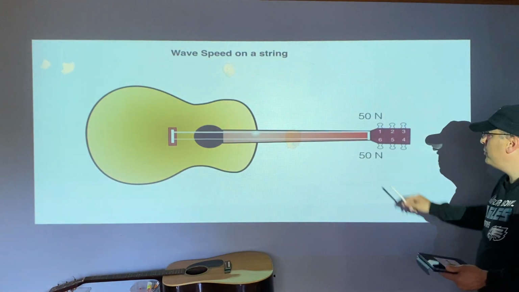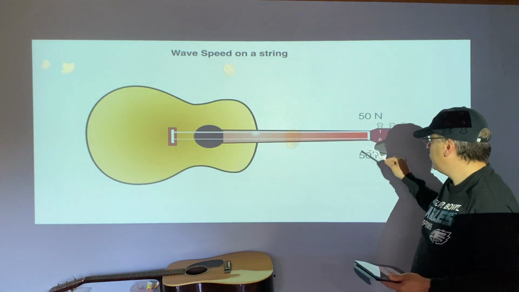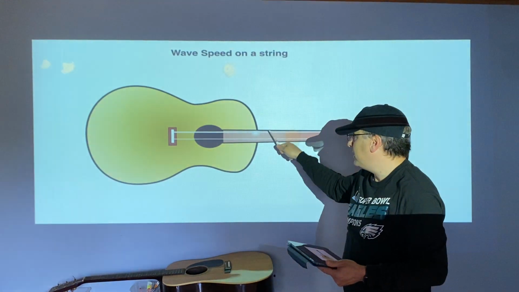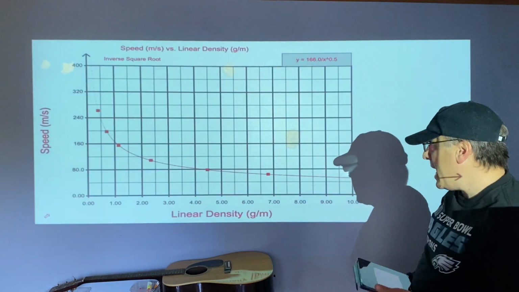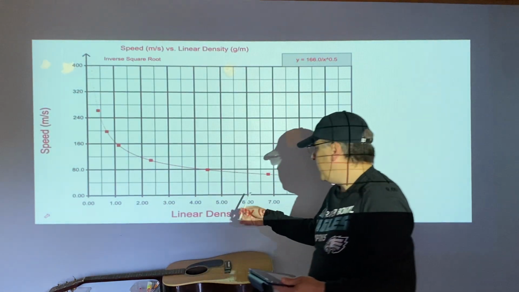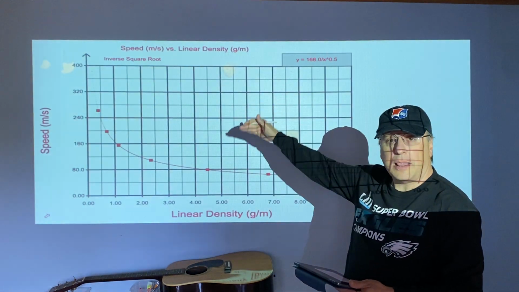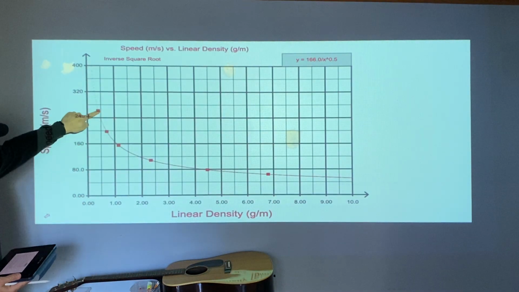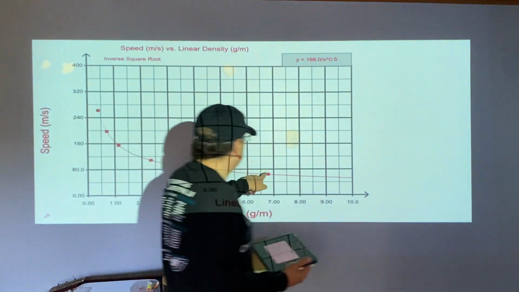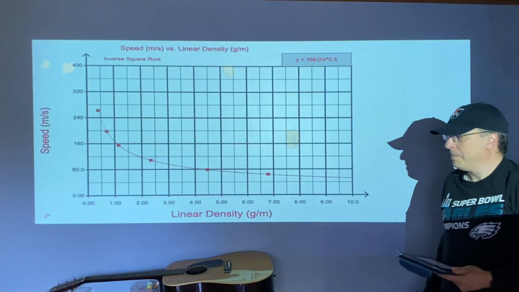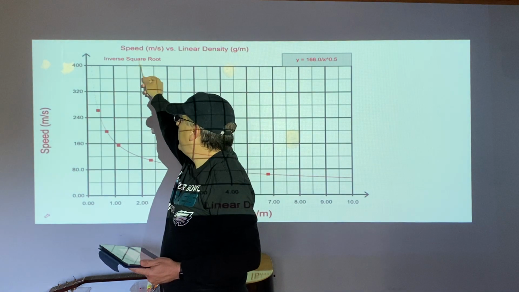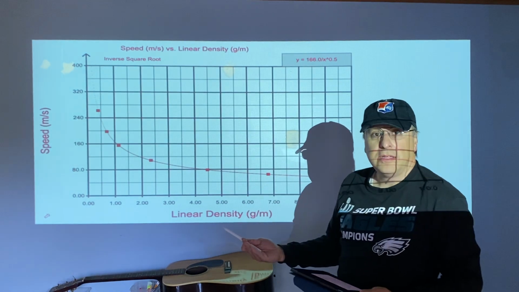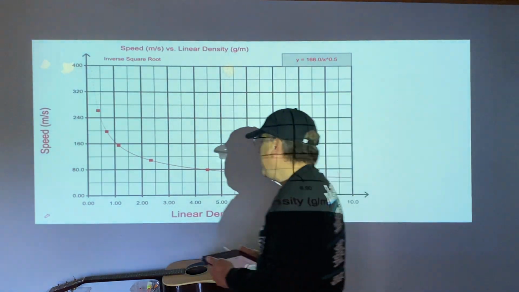We saw that if we use two different strings with the same tension, the speed changed as a result of the density of the string. We found that as the density got higher, our speed got lower. Okay? So you could see when it was really low density, it traveled fast. And when it was high density, it traveled really slow. It turned out to be an inverse square root graph, which means it takes 4 times the density to cut the speed in half.